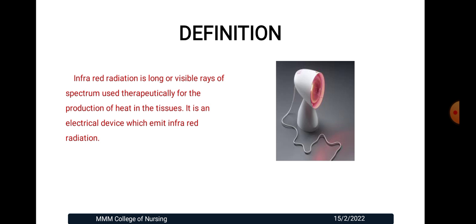Definition. Infrared radiation is the long, invisible rays of the spectrum used therapeutically for the production of heat in the tissues. It is an electrical device which emits infrared radiation.